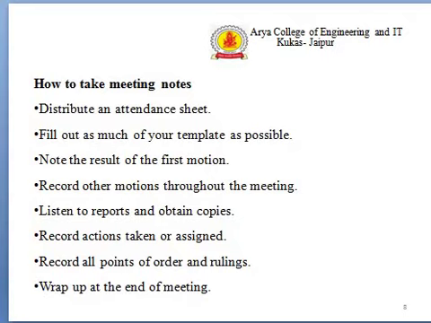Thirdly, note the result of the first motion. Most formal meetings will begin with a motion to adopt an agenda, so this step will use that as an example. If the meeting begins with a different motion, just make sure to record all the same relevant information. Fourth, record other motions throughout the meeting. Listen attentively to all discussions. If required, record them. When a new motion is made, record the relevant information.